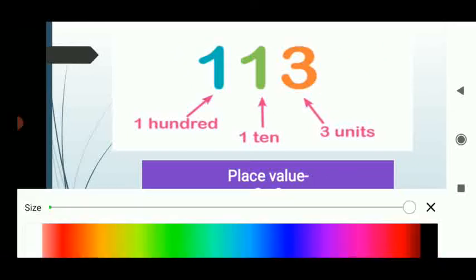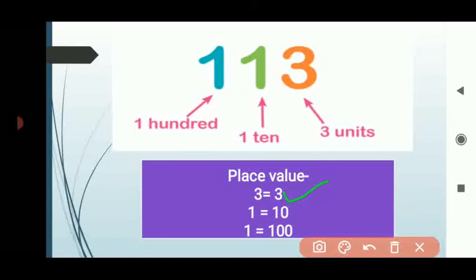in the ones place, we will not have any 0. In the tens place is 1. What is the value of 1 in the tens place? It will be 10. So we can say 1 zero is added. And what will be the value of 1 in the hundreds place? It will be 100.